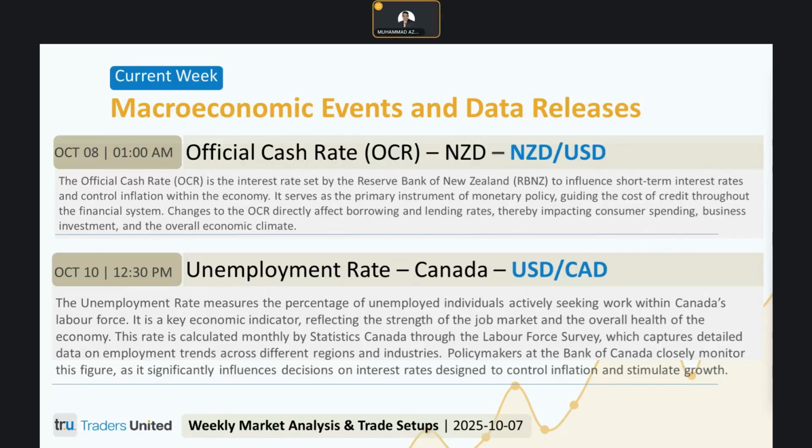So all eyes are on the Reserve Bank of New Zealand this Wednesday, October 8th, for its pivotal official cash rate decision, with forex markets widely forecasting a 25 basis point cut to 2.75%. This meeting is seen as a critical test for the Reserve Bank of New Zealand's confidence in the inflation outlook. The accompanying monetary policy statement and press conference will be just as crucial as the rate decision itself, setting the tone for the New Zealand dollar.